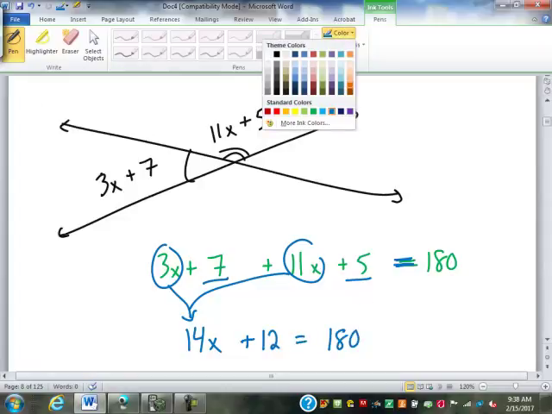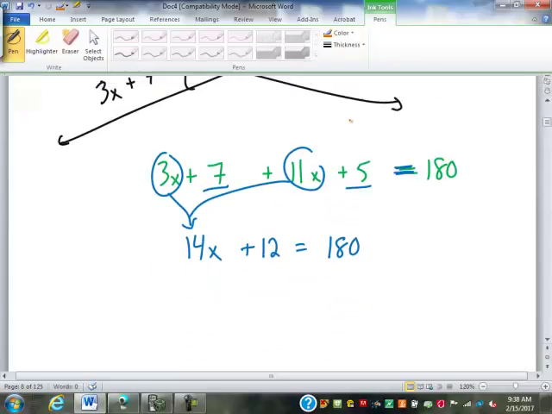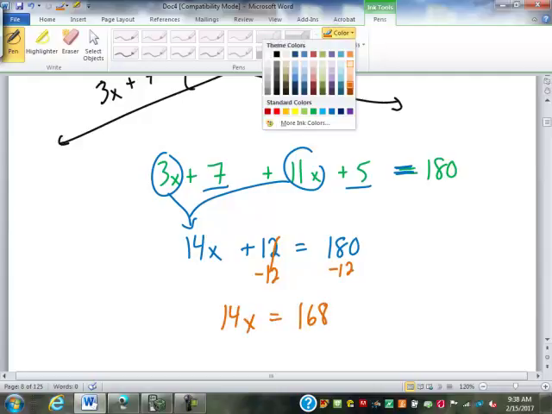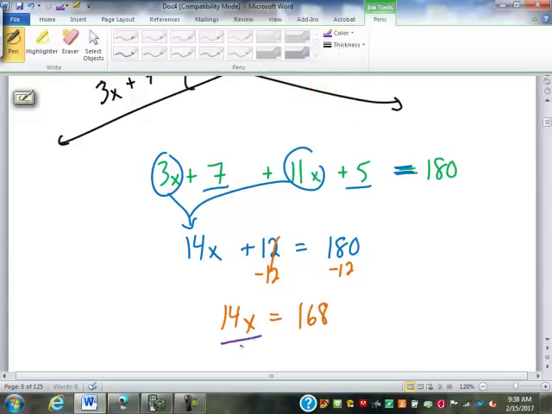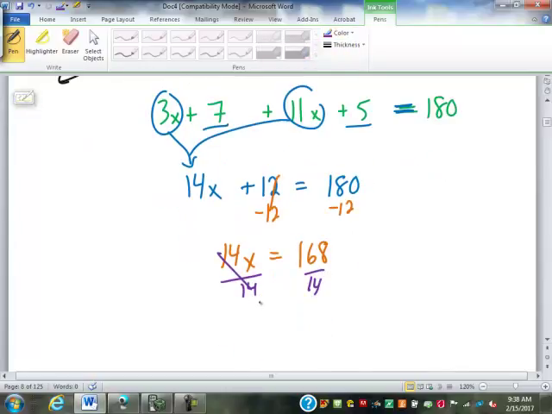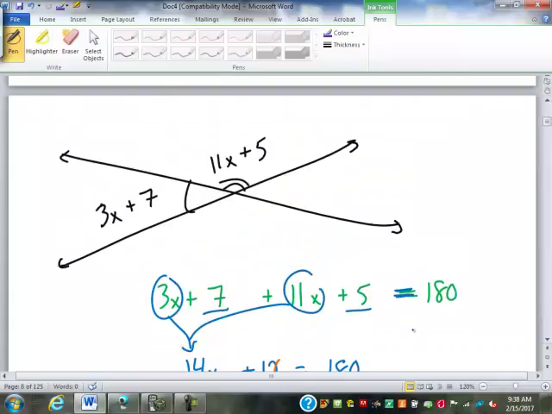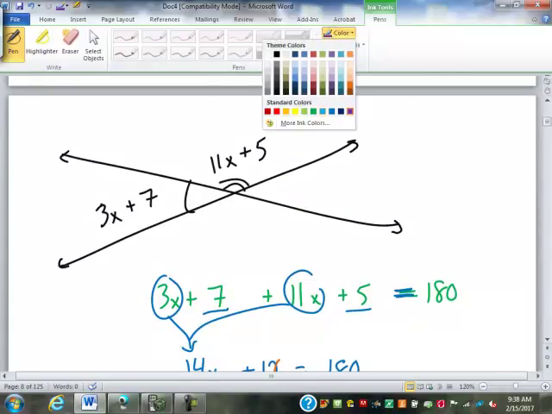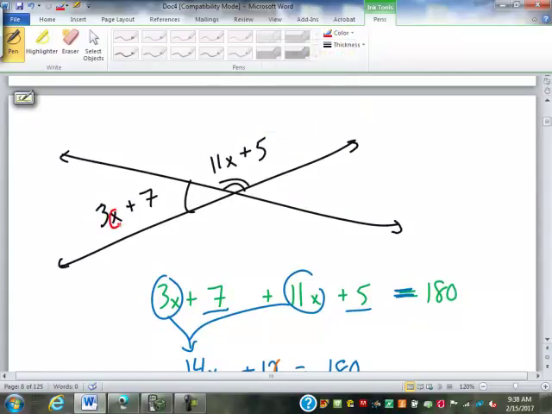So we've got, perfect, we subtract 12. 14x equals 168, and then we divide by 14. So x equals 12. All done? No, we're not. We still have to answer the question. The question was, what is each angle? So we've got to come back and put 12 in for x in each of those.